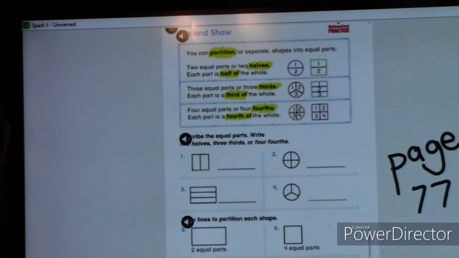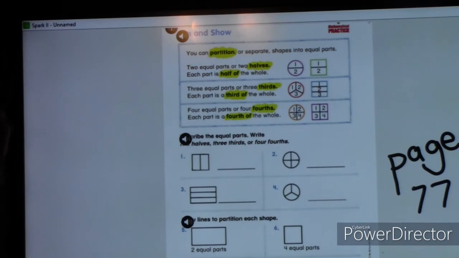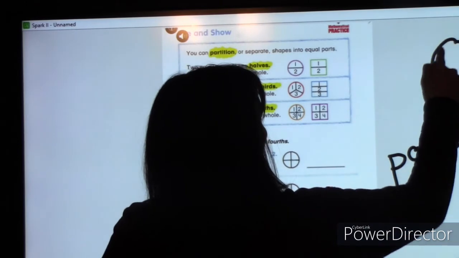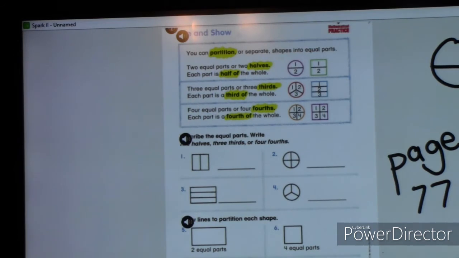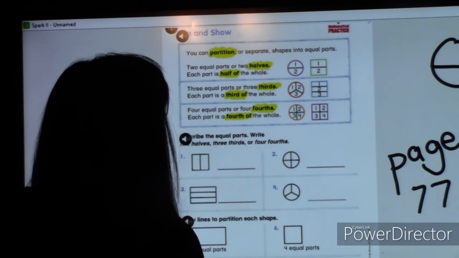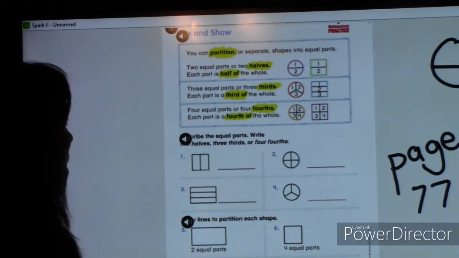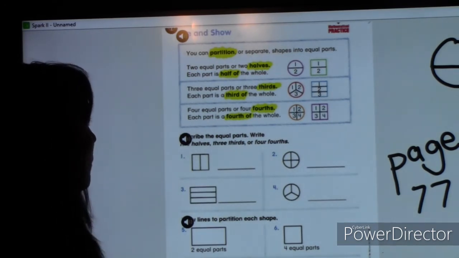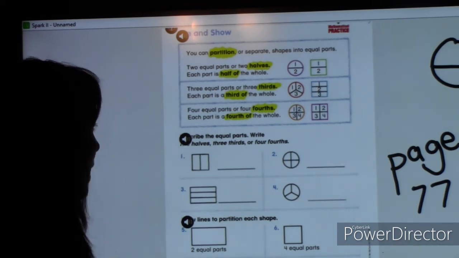On page 778, they're giving us some new vocabulary. The first word they tell us is partition. Partition means to separate. So if I take a circle and I cut it in half, I just partitioned that circle into 2 separate halves. The other words they give us are half, which means to divide something into 2 parts. Thirds, which means to divide something into 3 parts. And fourths, which means to divide something into 4 equal parts.